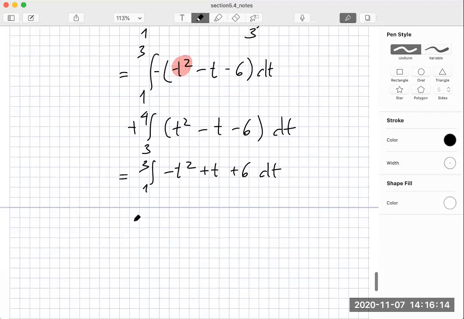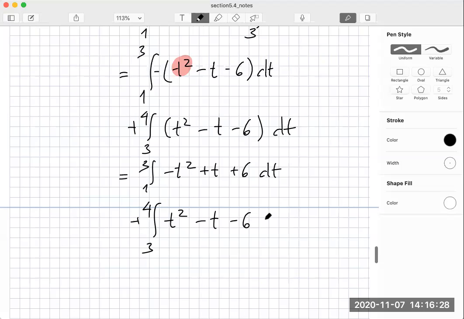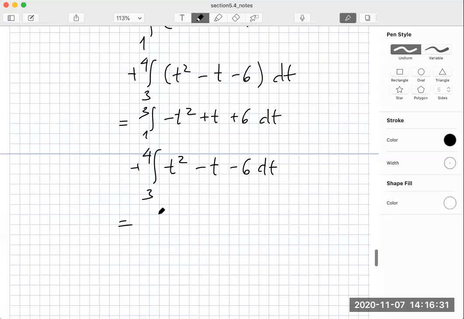We don't like the negative sign because it causes mistakes. Now, what is the antiderivative of negative t squared here? Negative of t to the what?